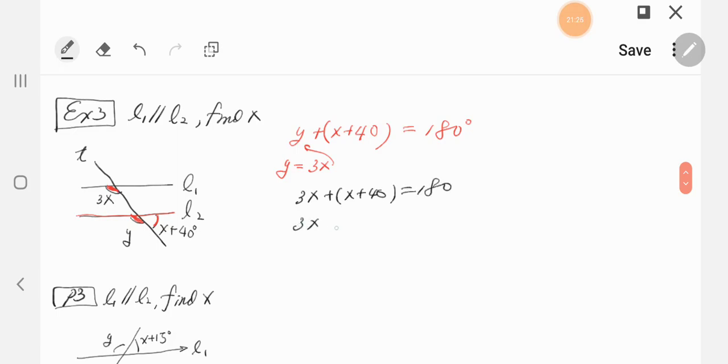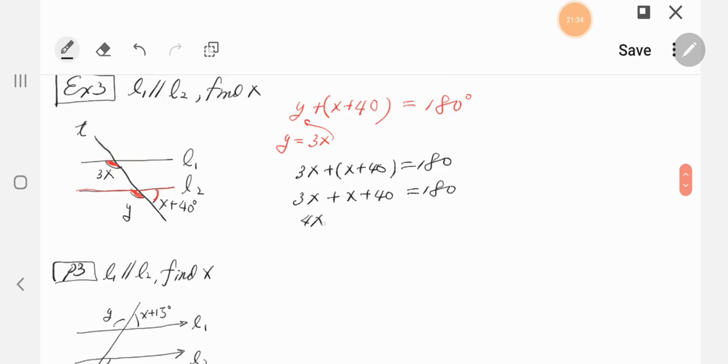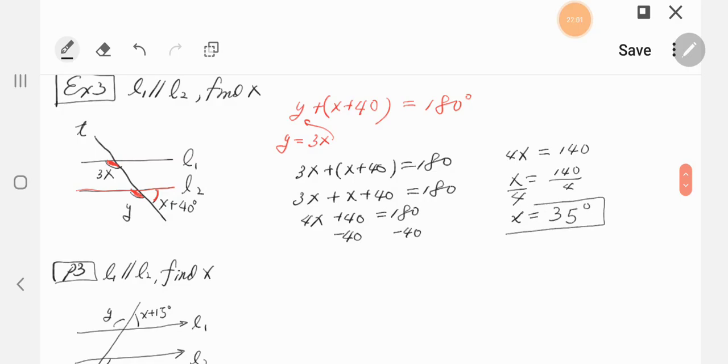Then simplify, so 3X, we don't need parentheses. Then 4X plus 40 is equal to 180. Then minus 40 each side. Then we have 4X is equal to 140. And then divide each side by 4, right? Then X is equal to 35. So X is 35 degrees.